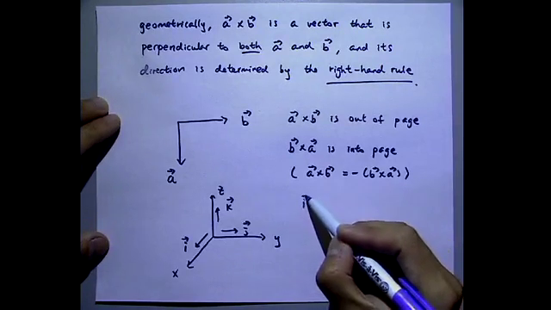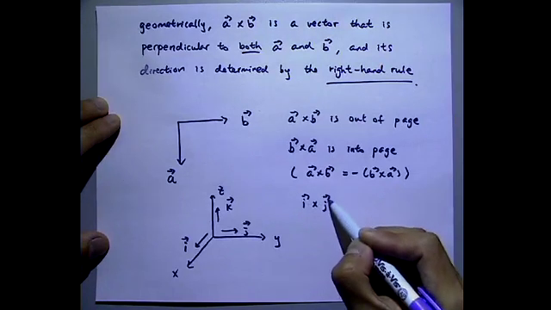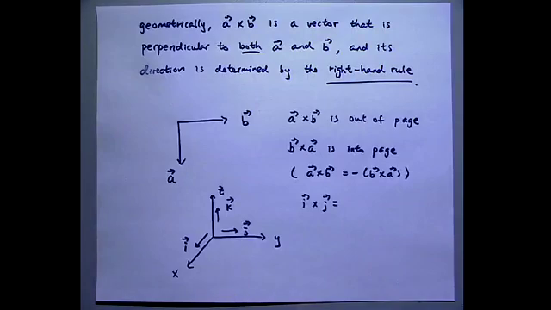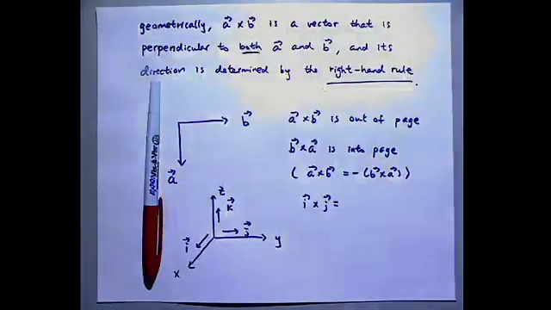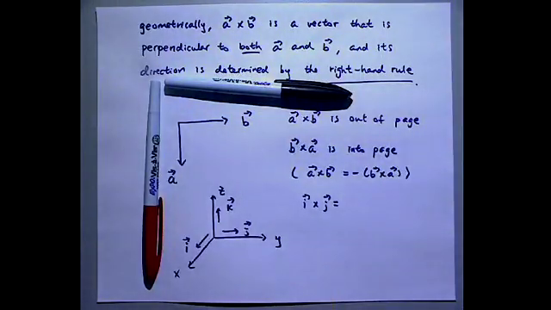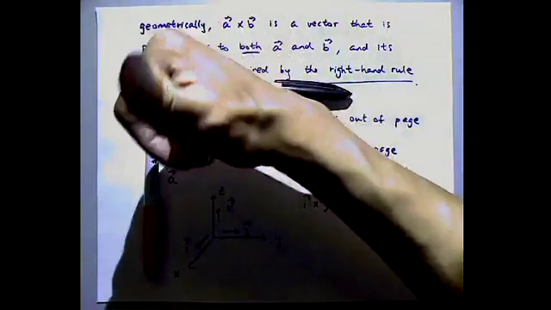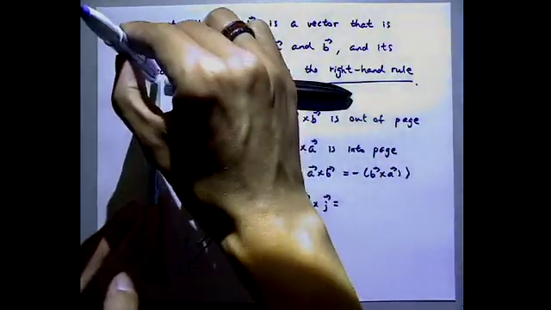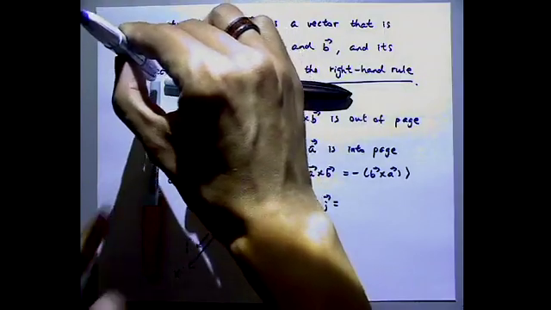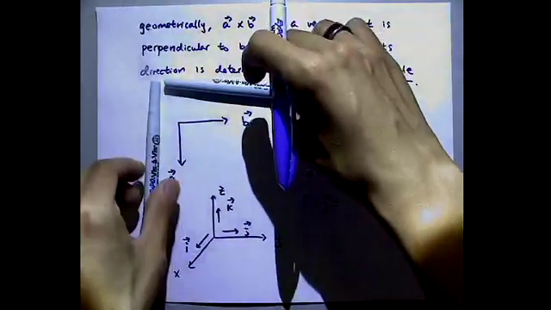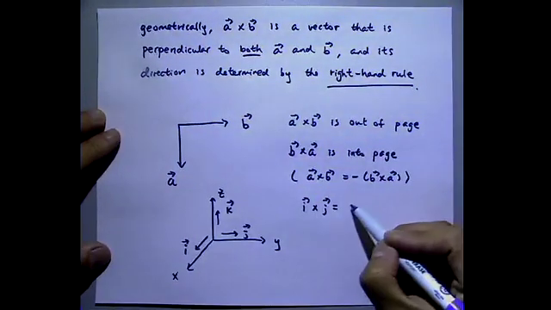So now you can see how these things are related. If I do i cross j, so this is a three-dimensional graph. Let's imagine i is my red pen and j is my black pen. Then i cross j by the right-hand rule is a vector. Notice it's perpendicular to both of those two vectors. And in this perspective, you can see that i cross j gives me a positive k.